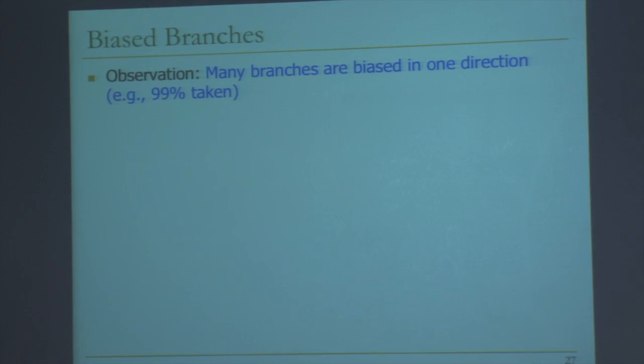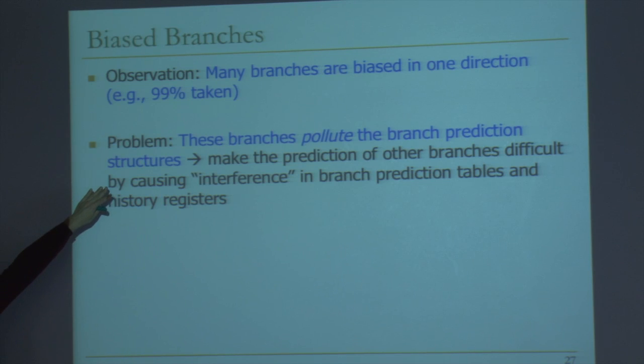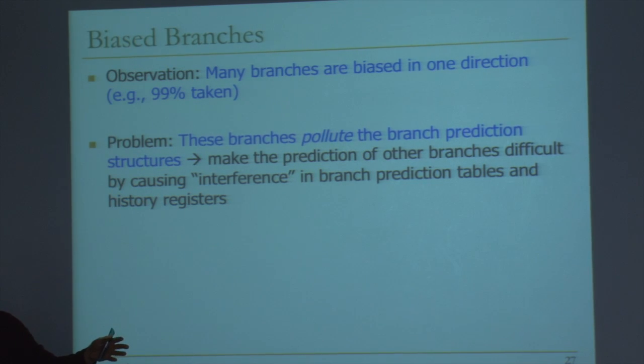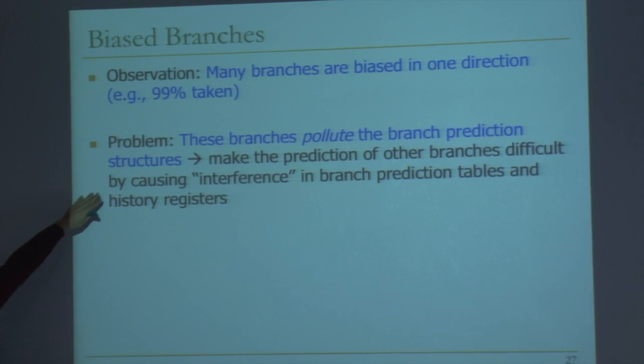Biased branches, I already talked about this. Many branches are biased in one direction. For example, 99% taken. Right? If you actually use these sophisticated predictors to predict these branches, what they do is they cause pollution in the branch prediction structures. Pollution means they occupy entries in the branch prediction structures that affect other branches, but they do not provide a lot of benefit because they could be predicted much more easily.